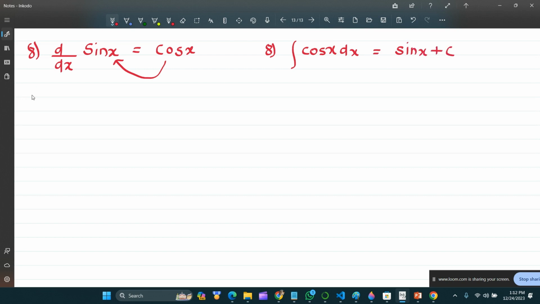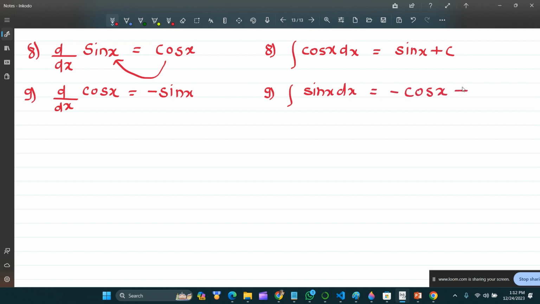Similarly, next one. What is the derivative of cos x? As we already know, the derivative of cos x is minus sin x. Here we have to take integration of positive functions of x only. Therefore, we have to take integration of sin x only. So this minus will be here: minus cos x plus c.